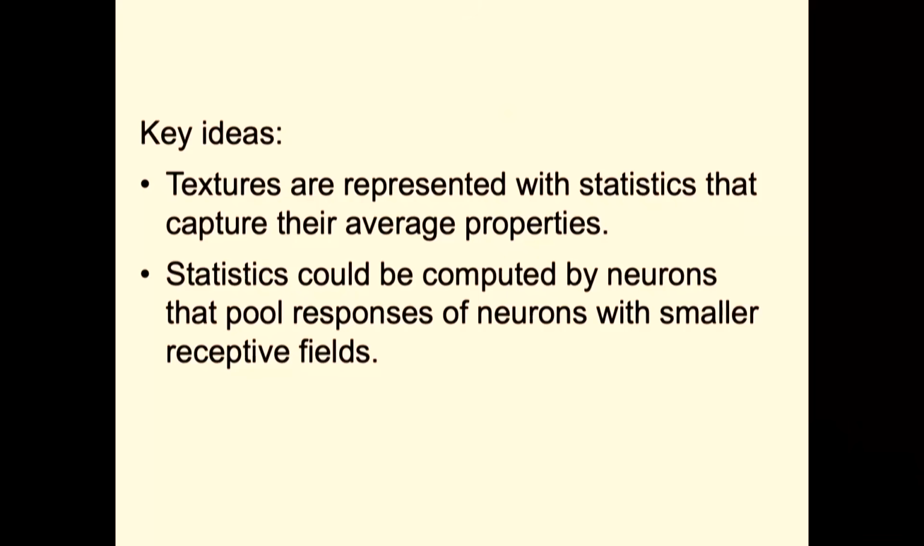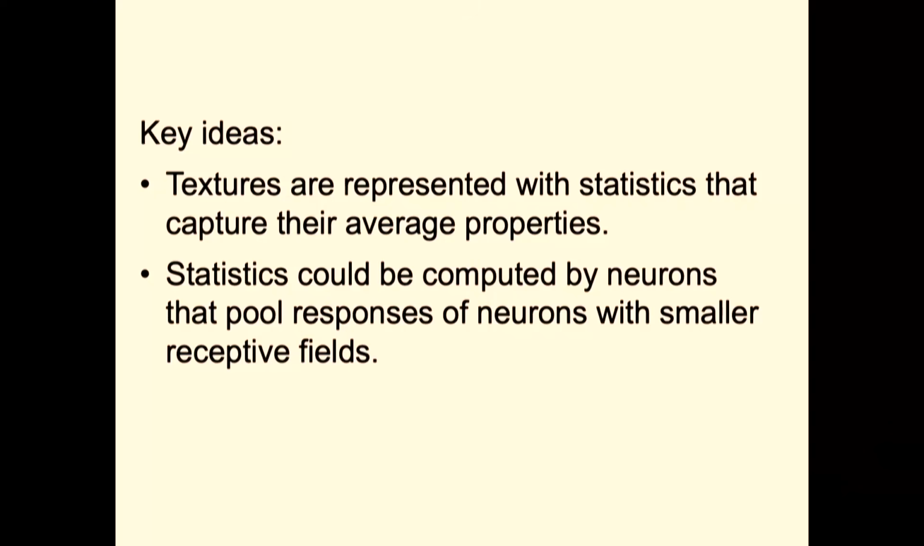Okay, so the key ideas that I want you to take away from this is the idea that textures are believed to be represented with statistics that capture their average properties over a region of an image. These statistics could plausibly be computed by neurons that are pooling the responses of neurons that have smaller receptive fields, again, pooling over some region of space. And we can test theories of texture using synthesis. So that's an important idea.